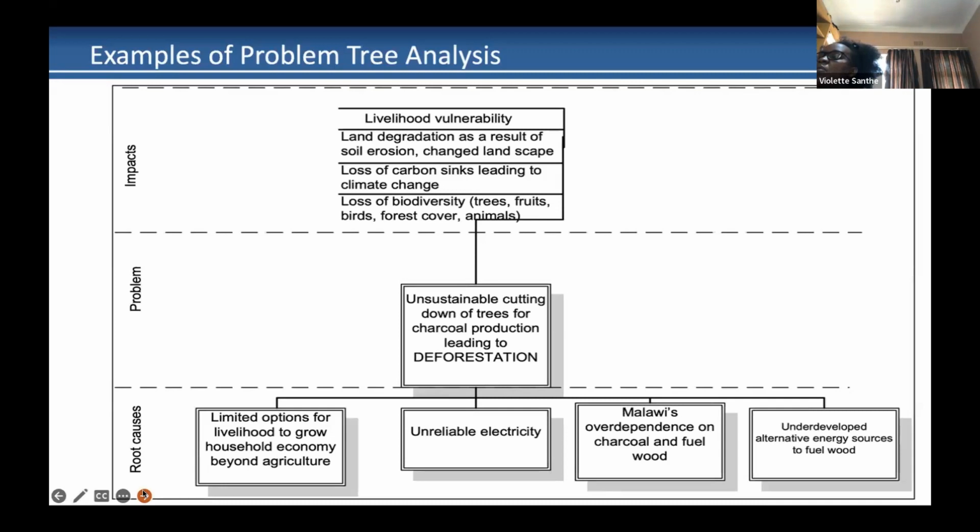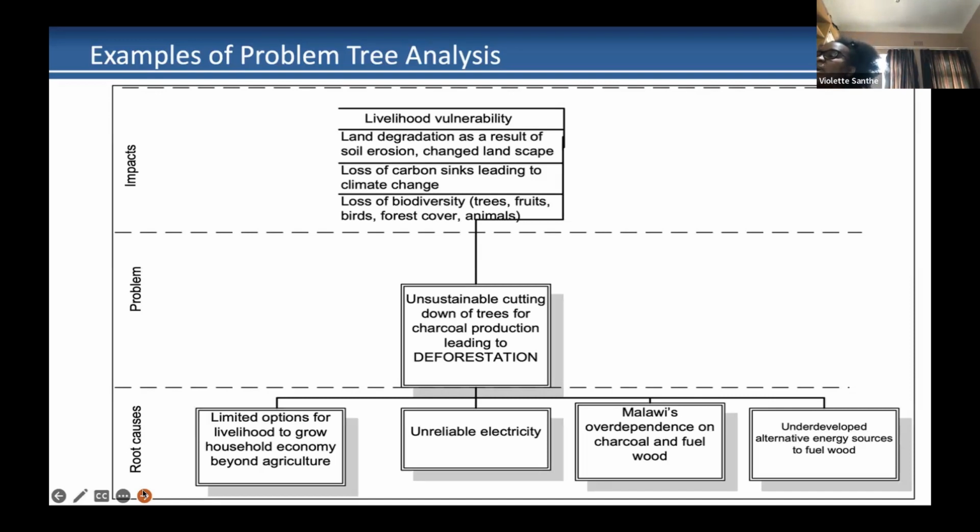And what problems are these root causes bringing? You see that there is unsustainable cutting down of trees, like in the rural areas, for charcoal production, leading to deforestation. So you see, the problem which is under the root causes is also causing a further problem, which is deforestation. So the problem could not be deforestation.